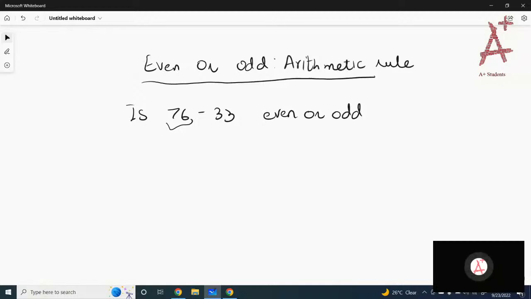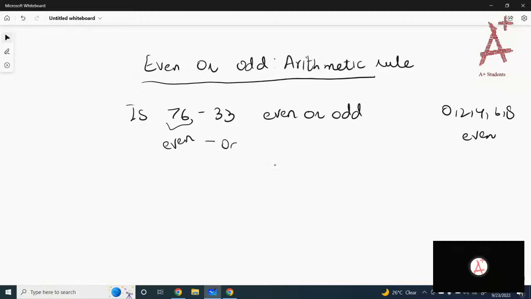Got it? So what is 76, even or odd? 76 is an even number. Or also you can check from the ones digit. If the ones digit is 0, 2, 4, 6 or 8, that means the number is even. The rest of the numbers are odd. Got it? So see, it has the digit 6, so it is even. And 33 is odd.